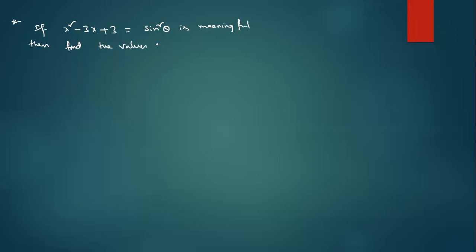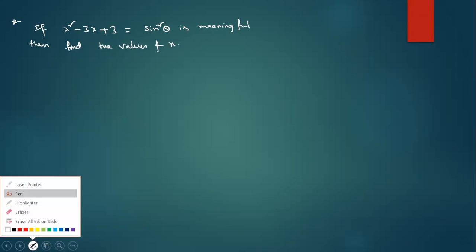Sometimes a variety question. This one: see, if x square minus 3x plus 3 is equal to sine square theta. Variety question. Okay. It is meaningful, meaning a solution is there. Then find the values of x. Solution is there, that is what they're saying. Is meaningful means a solution is there. Then how to approach?